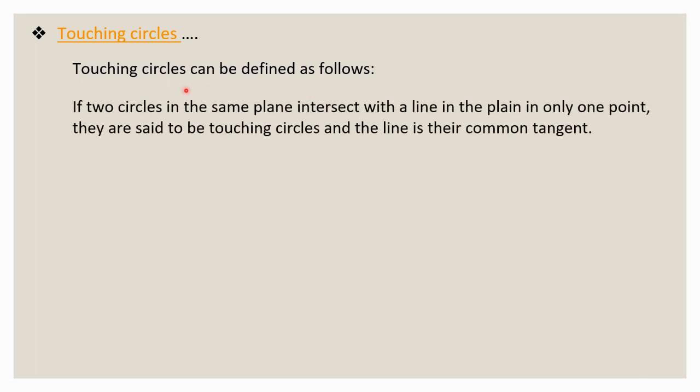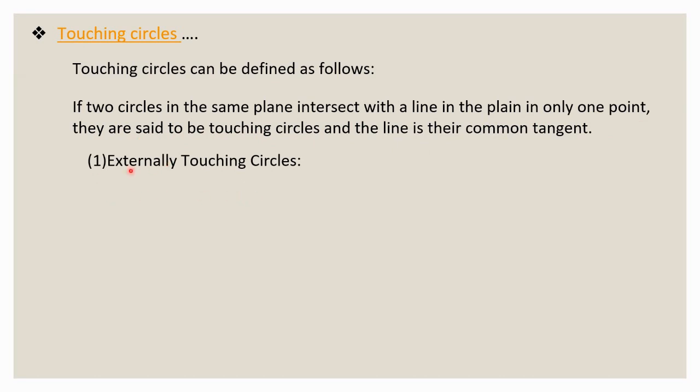Touching circles. Let us understand the definition of touching circles. Touching circles can be defined as follows. If two circles in the same plane intersect with a line in the plane in only one point, they are said to be touching circles and the line is their common tangent. There are two types of touching circles.